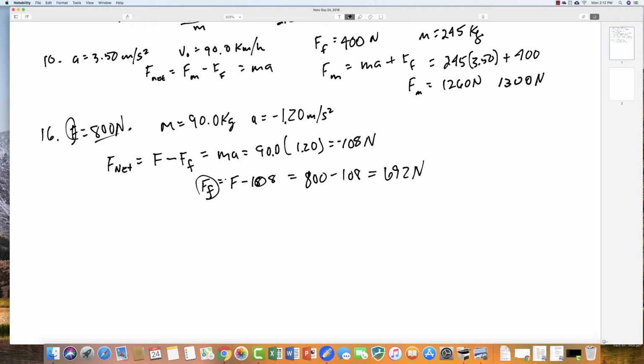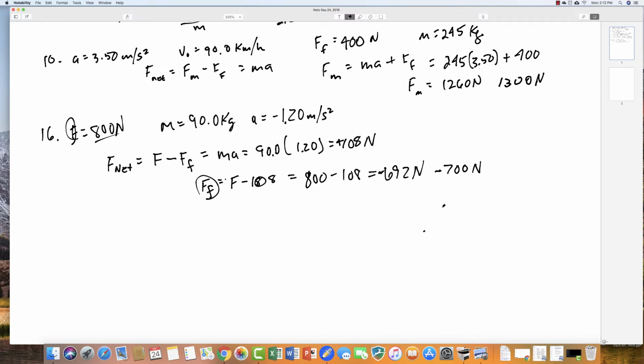Now if we call this positive, then the friction force, which is in the opposite direction, would be negative. But if we call that positive, then we would have to call this positive, because this is in the same direction as this. And so this is negative. So minus 692 is the answer. Again, the hundredths place is the best here, so really the proper answer in terms of significant figures is 700 newtons, although the book gives the answer of 692.